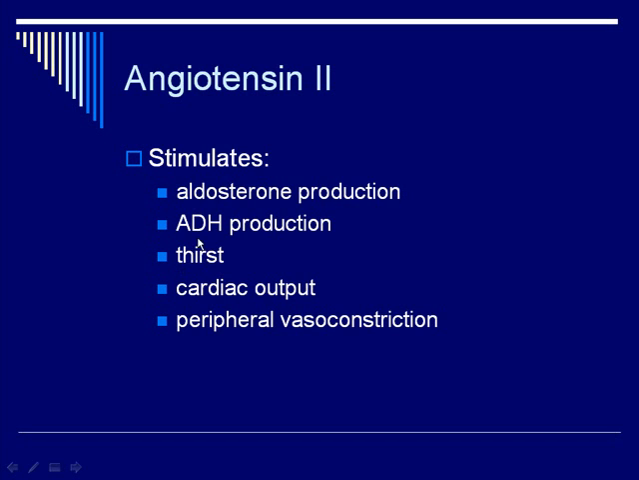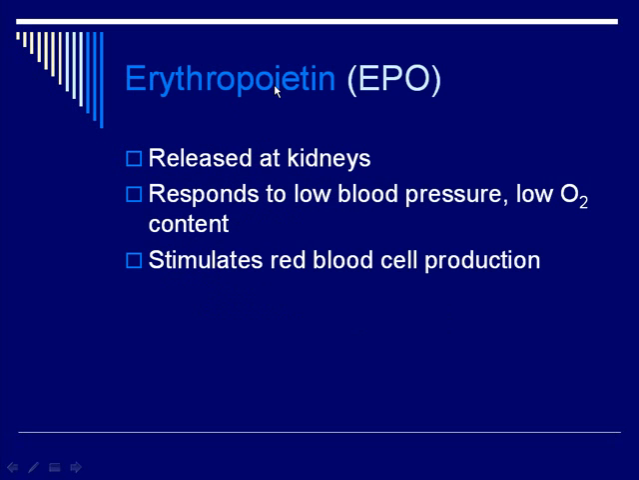The thirst mechanism, people that go into shock, remember, blood vessels have dilated. Typically dilated blood vessels cause the blood pressure to drop, and so the thirst mechanism kicks in because you want to take in more fluid. The blood vessels need more fluid, need more volume, and so the thirst mechanism kicks in. Cardiac output and peripheral vasoconstriction all are responsible for trying to elevate the blood pressure, all an effect of angiotensin II.